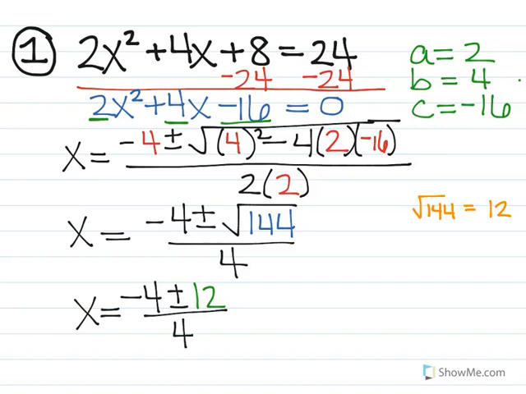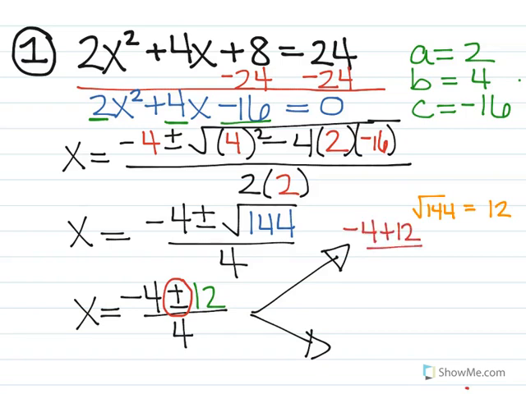And now we can simplify this. So, I'm going to have to break it up into 2 parts. And we're going to get 2 different answers because of this plus or minus here. So, one answer will be involving the plus. So we've got negative 4 plus 12 divided by 4. And the other will be dealing with the fact that x could equal negative 4 minus 12, all divided by 4.